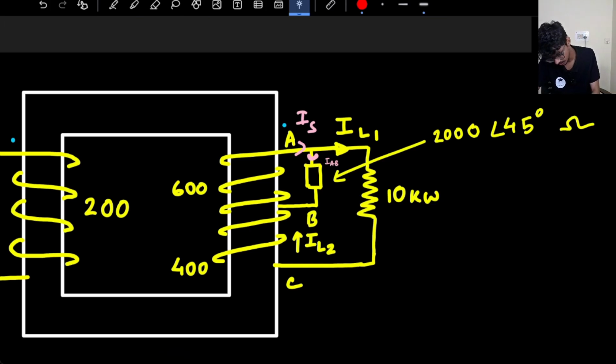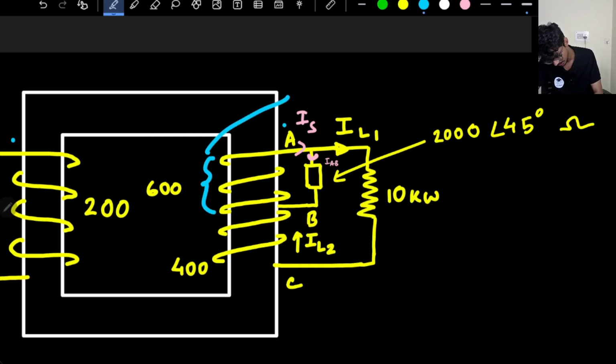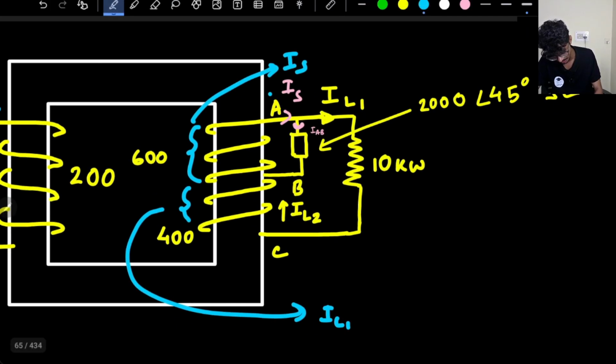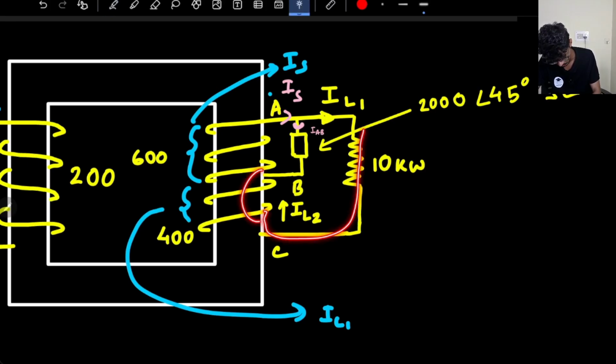So this first portion, this much of the turns, carries how much current? This much of the portion carries IS current, no problem. But this much portion of the winding does not carry IS amount of current. So how much current does it carry? It carries only IL1 current, right? So whatever current is coming here, it is in series with this portion.